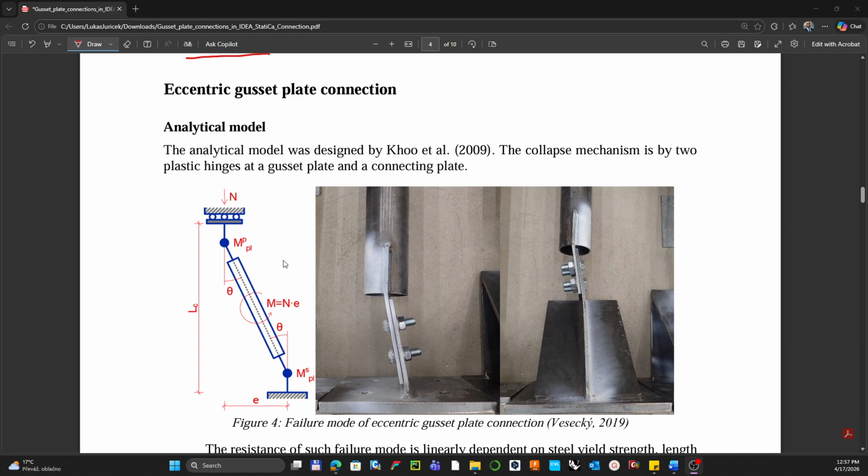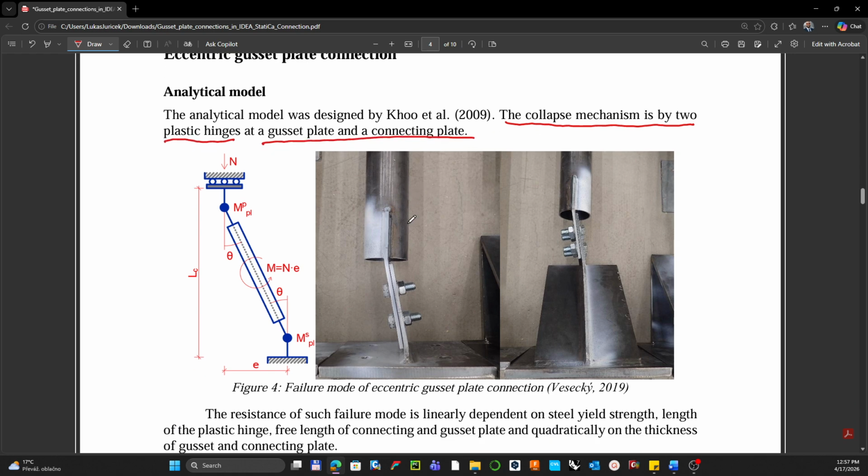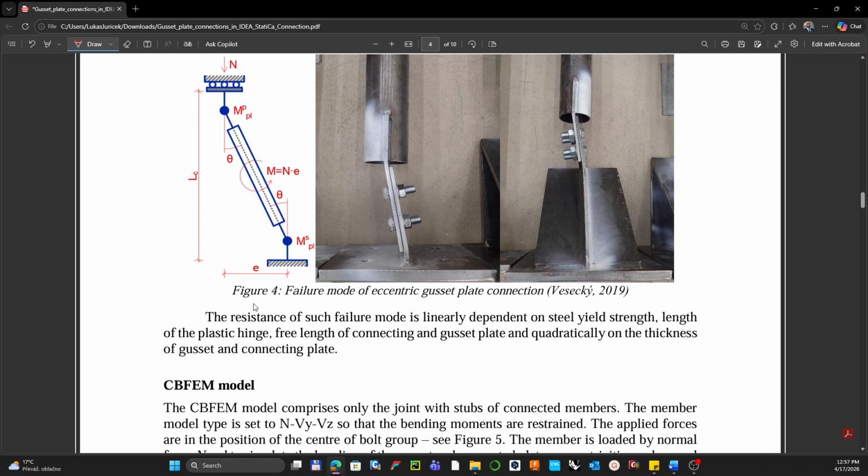As you can see, the collapse mechanism, as is written here, is composed of the plastic hinges at the gusset plate and the connecting plate. So it is very important to know the trend and the dependency from the resistance perspective: the resistance of such a failure mode is linearly dependent on the steel yield strength.